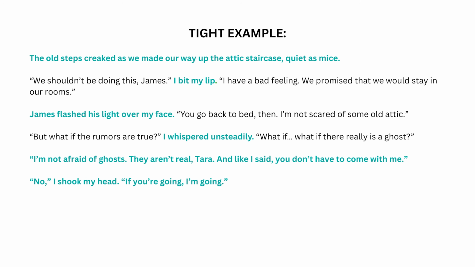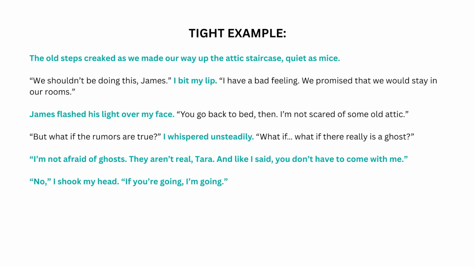"We shouldn't be doing this, James." I bit my lip. We could easily take out "biting my lower lip anxiously" because we already know she's anxious because she's biting her lip, and we don't care that it's her lower lip. We already assume that. So little things like that, tighter. "I have a bad feeling. We promised that we would stay in our rooms."